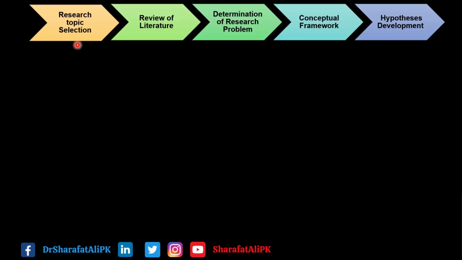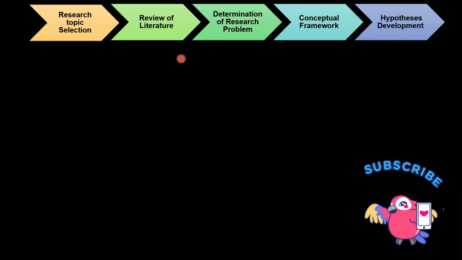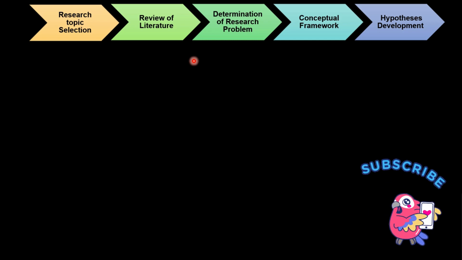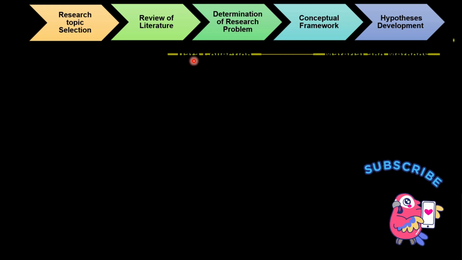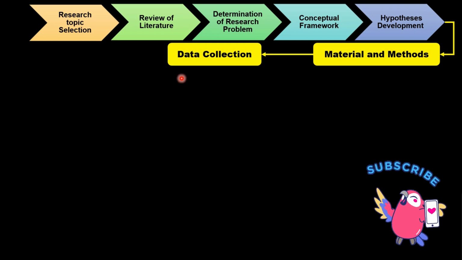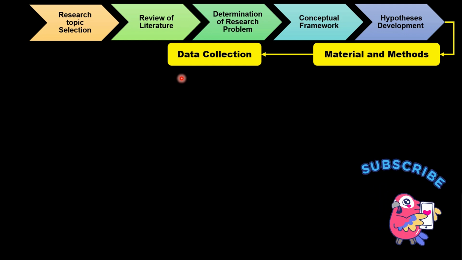After the selection of a research topic, a researcher conducts a comprehensive literature review and determines a research problem. Furthermore, the researcher develops a conceptual framework and constructs the hypothesis. Moving forward, the next step for the researcher is to decide about the materials and methods. In primary data studies, data collection is a major step that a researcher has to focus on and write the step-by-step details in the materials and methods section.